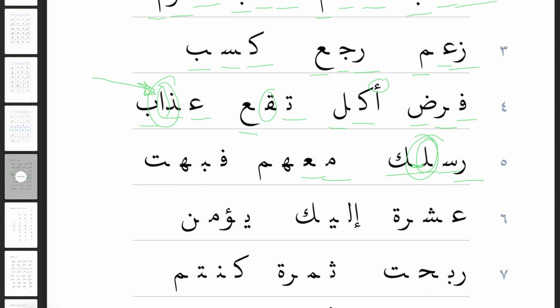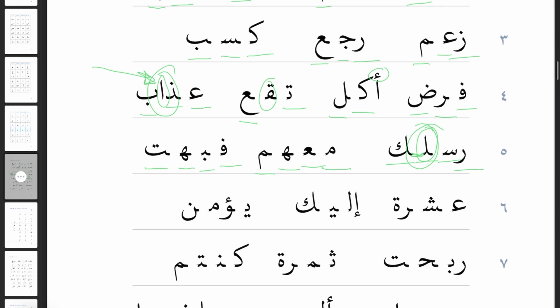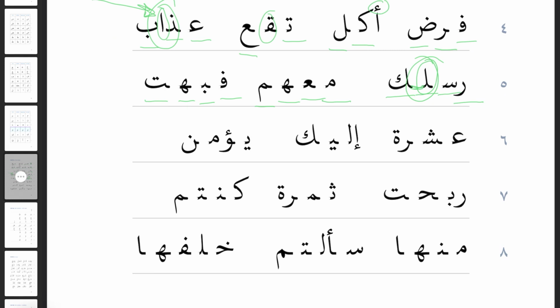Mim, Ain, Ha, Mim, Fa, Ba, ha, ta. Let's move on to line 6. Ain, sheen, ra. And this letter here, we've met it before, haven't we? This is a ta. It's a tied up ta, but we're going to just say it's ta because it does have its 2 dots, and this is how we can tell it's ta.